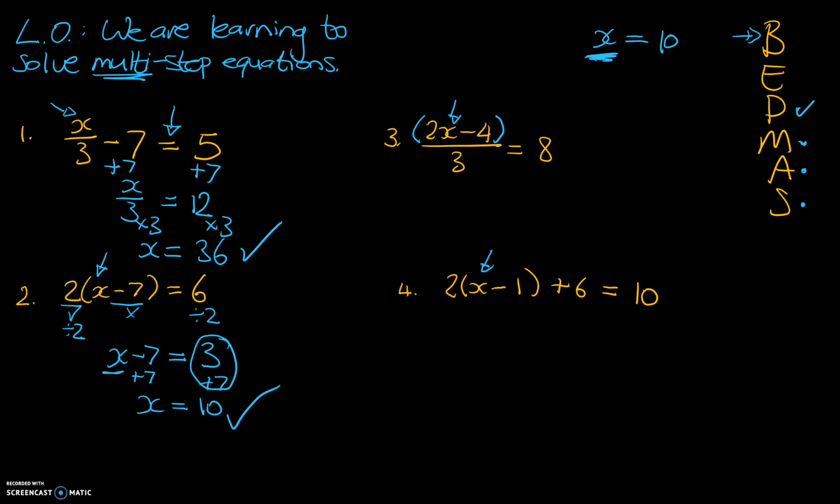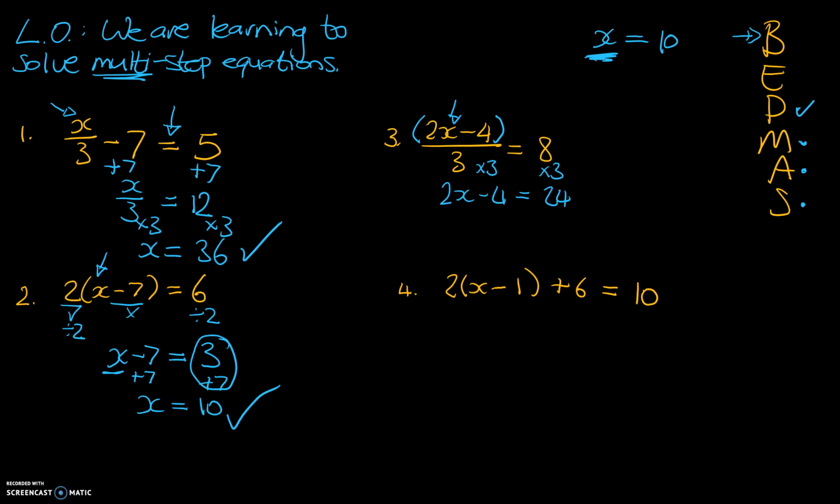To get rid of that divide by 3, we have to do the opposite, which is times 3. And because we've done it to one side, we need to do it to the other side. And we then look to simplify. So that divide by 3 and times 3 are going to cancel each other out, and that unlocks the bracket. So 2x minus 4 is going to be equal to 8 times 3, which is 24.